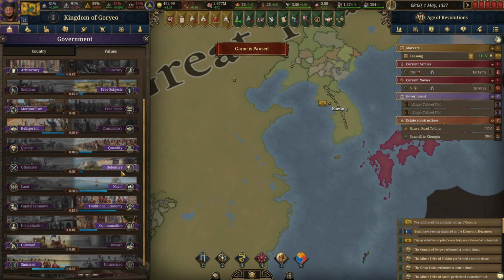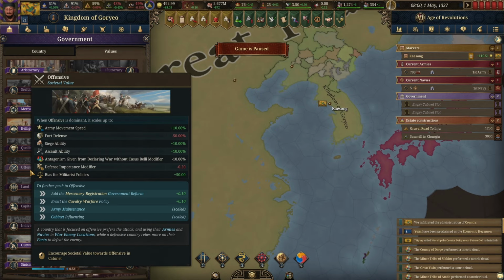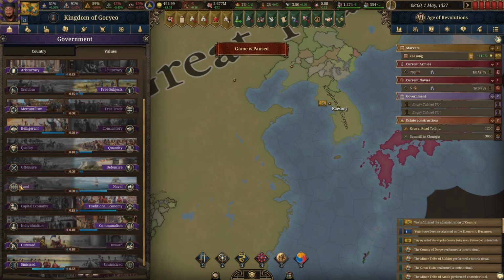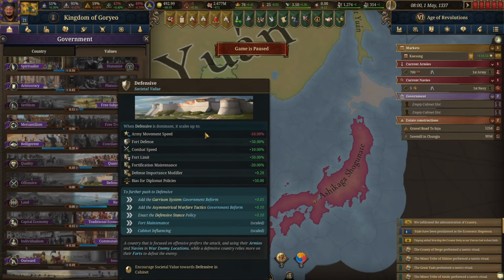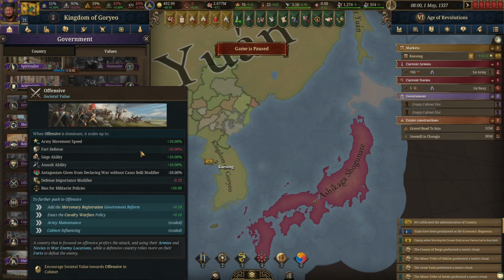Honestly, I'd be rather cautious about offensive. Part of me wants to say that it's worth going for. I mean, it has good reforms, it has good events, but you need to really be aware of how weak your forts are going to be at the highest level of offense, and probably need to do things to counteract this negative for your fort defense. Otherwise, your country's going to kind of be a paper tiger where they can just siege it down very quickly.